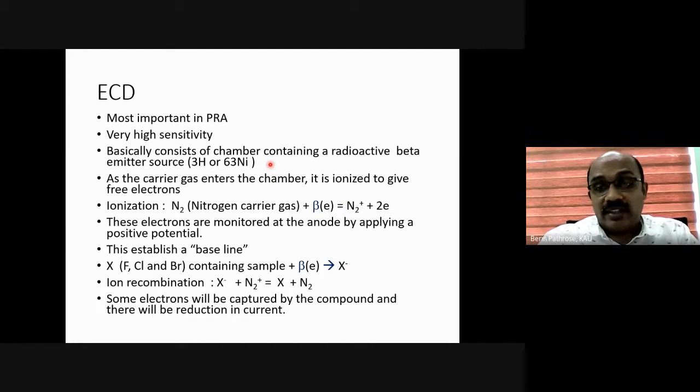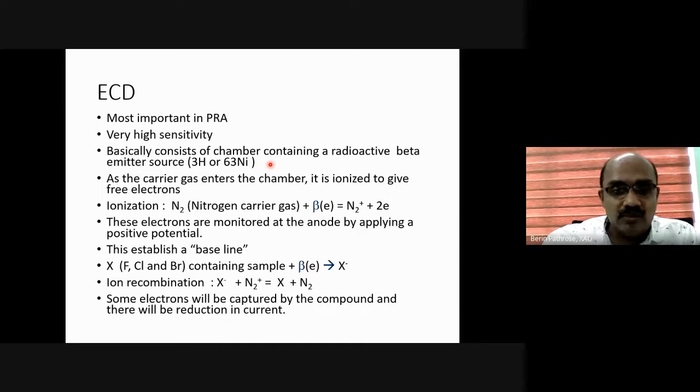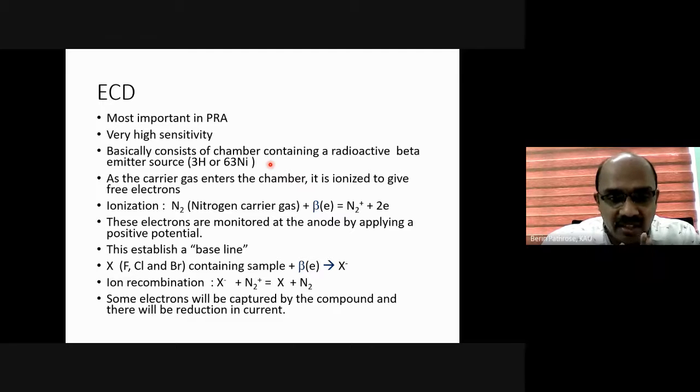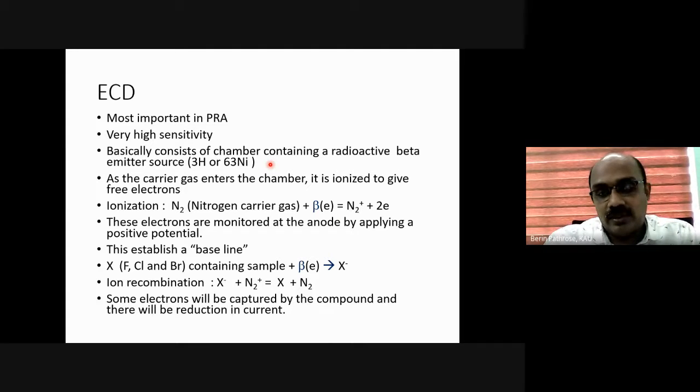Coming to the next one, that is ECD. ECD is one important detector in pesticide residue analysis because it has the ability to detect compounds at very low level, and that means it has very high sensitivity. The core part of the electron capture detector is a radioactive beta emitter source. That means there is a radioactive source.